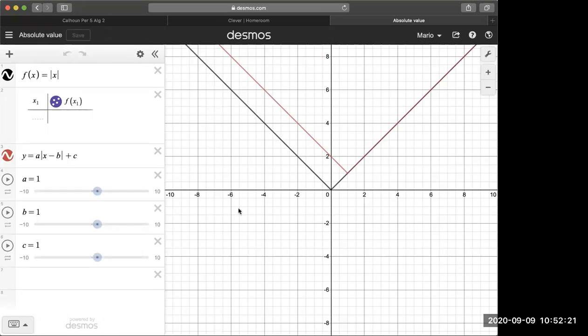Okay, so those are the three types of functions I wanted to make sure I talked about. I'm going to stop this recording when I get to that part of my screen.